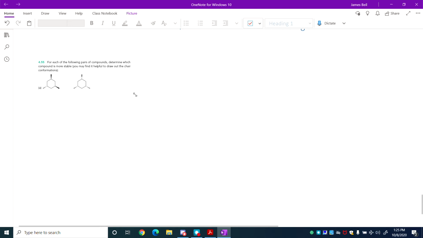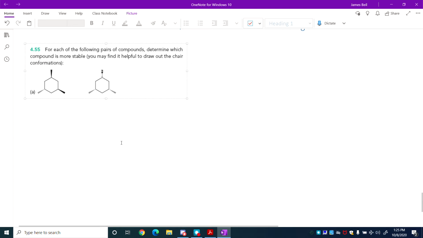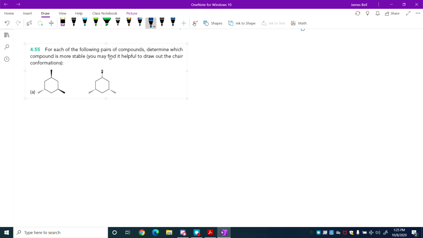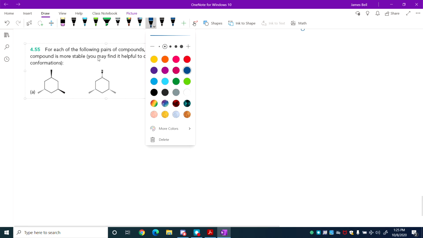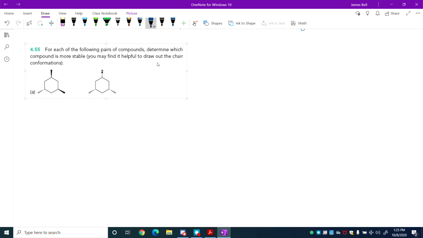Alright, so in this question here, we're trying to judge which of these is more stable. And their hint, you may find it helpful, is a bit of an understatement. You definitely need to draw the chair conformations here unless you can imagine them in your mind, which is very difficult, to determine which of these is more stable. First of all, what's the relationship between these two structures? Are they identical? Are they stereoisomers, constitutional isomers, no relationship, enantiomers, diastereomers?